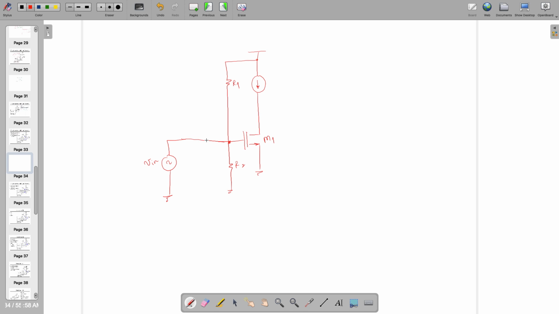And notably, there is one resistance, which is 50 ohm, in series with this function generator. By the way, this is a function generator.